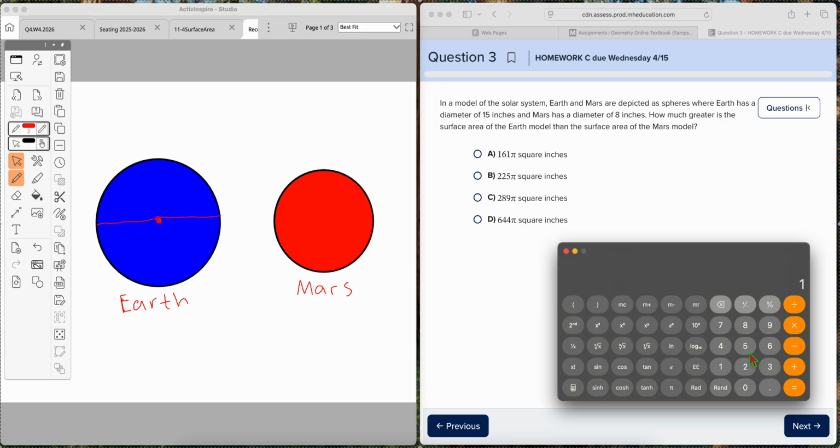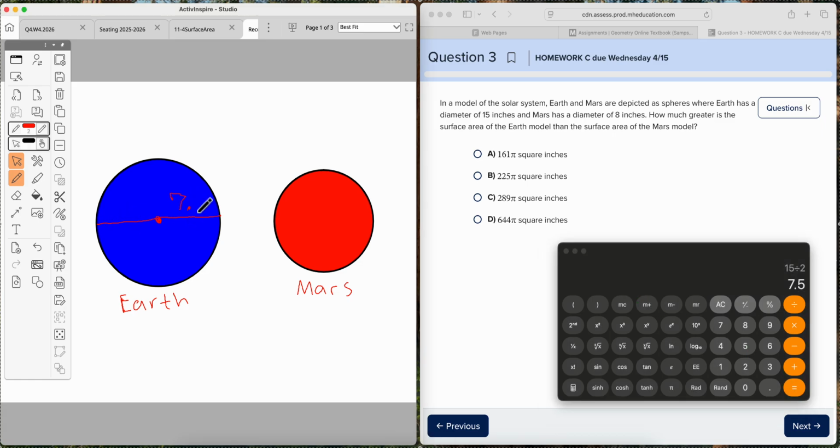Which means if I want the radius for Earth, I need to cut the diameter in half. So the radius for Earth is 7.5 inches. And I'm going to do the same thing for Mars. I have to use a different color so that you can see it.